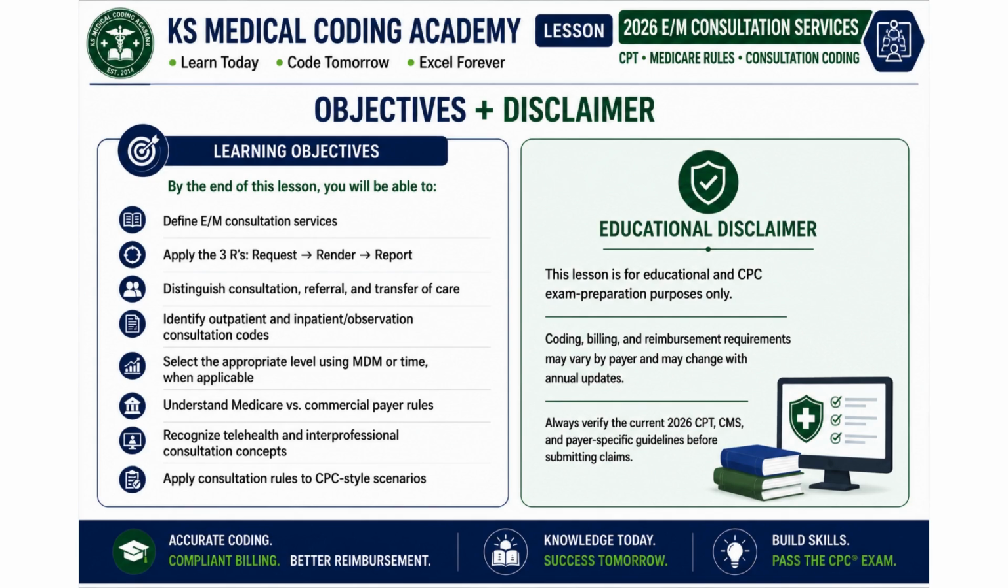Please remember that this lesson is for educational and CPC exam preparation purposes. Coding and reimbursement rules can vary by payer and may change with annual updates. Always verify the current 2026 CPT, CMS, and payer-specific guidelines when coding real-world claims.